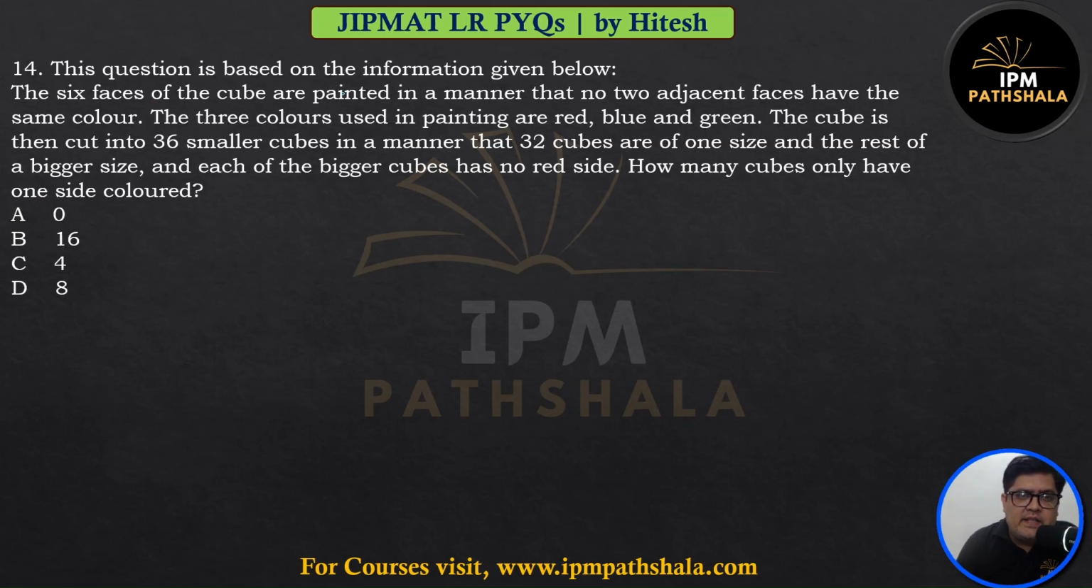This question is based on the information given below. Six faces of the cube are painted in a manner that no adjacent face is of the same color. The three colors used in the painting are red, blue, green. The cube is cut into 36 smaller cubes in a manner that 32 cubes are of one size and the rest is a bigger size. Each bigger cube has no red side. How many cubes only have one side colored?